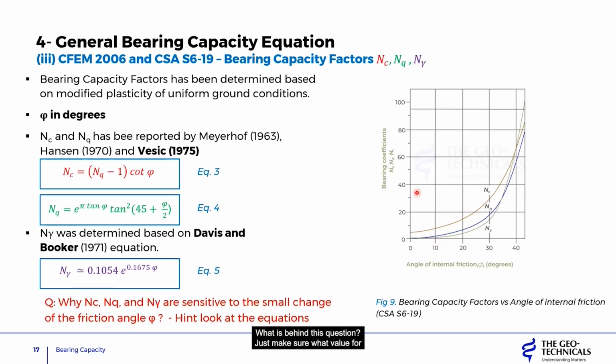What is behind this question? Just make sure what value of phi you're going to use. We will not be addressing in this course what phi to use based on the different soils, but I promise we will go there at some point, how you choose the appropriate soil properties, or c and phi. It's just a big topic which we shouldn't cover at the same time as bearing capacity. But just know that if you are in doubt between 35 and 36, please choose 35, because it will give you a more conservative bearing capacity.